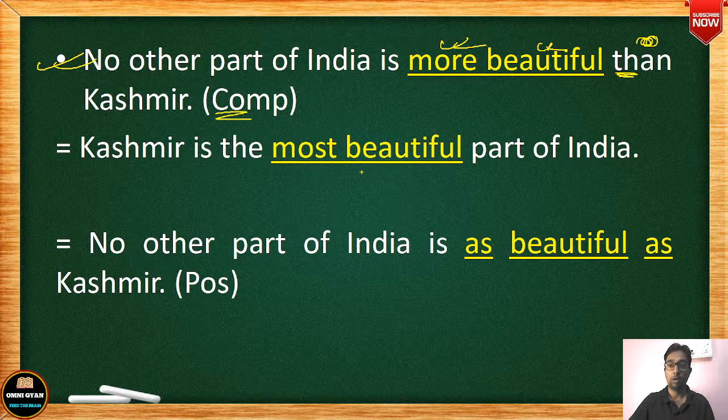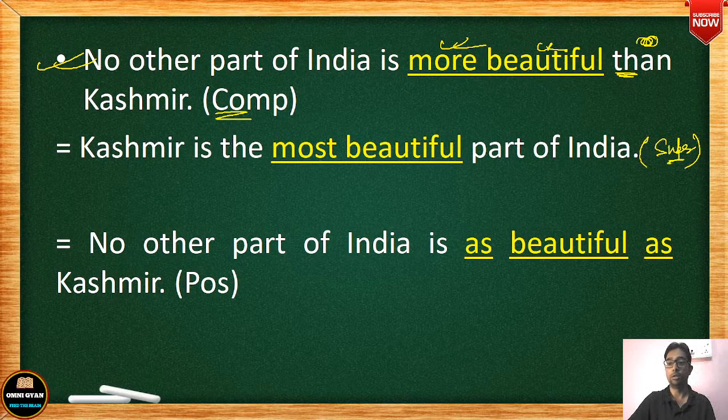Now in the exam it is given: change this sentence into superlative degree. I did not write it here. Change this sentence into superlative. What will you do? No other part of India is more beautiful than Kashmir. Straightly, Kashmir is the most beautiful part of India. Answer is over. See, both the meanings are same.